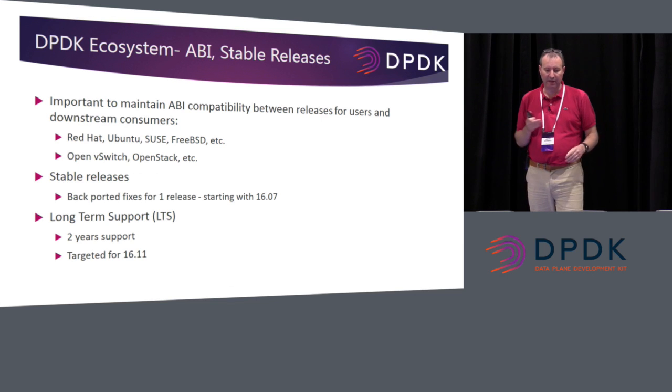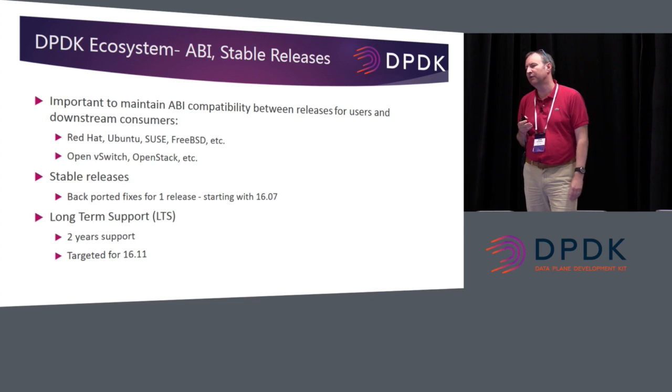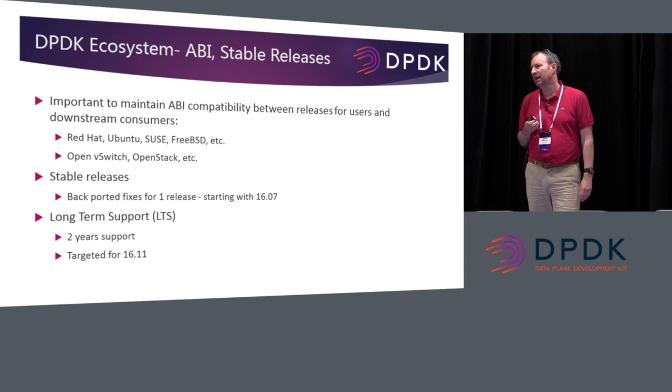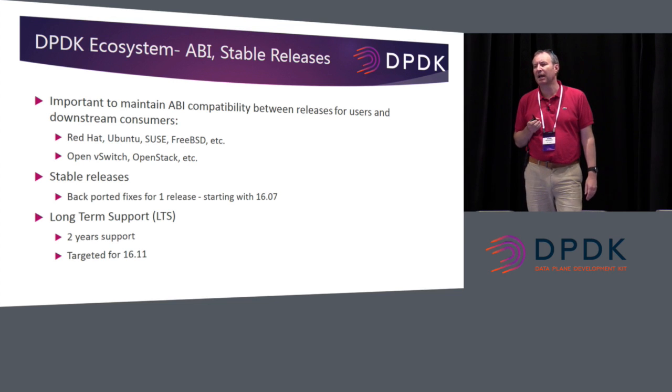So another aspect of the ecosystem, and we're coming to the end here, is things around the ABI and stable releases. We have ABI guidelines, and ABI is very important for our downstream consumers, the OSVs, the operating system vendors, and also other projects such as OVS. You've heard OVS mentioned here 20 or 30 times today even. It's a big consumer of DPDK. We need to keep things ABI and API compatible so that when they go to take the next release of DPDK, it works for them.